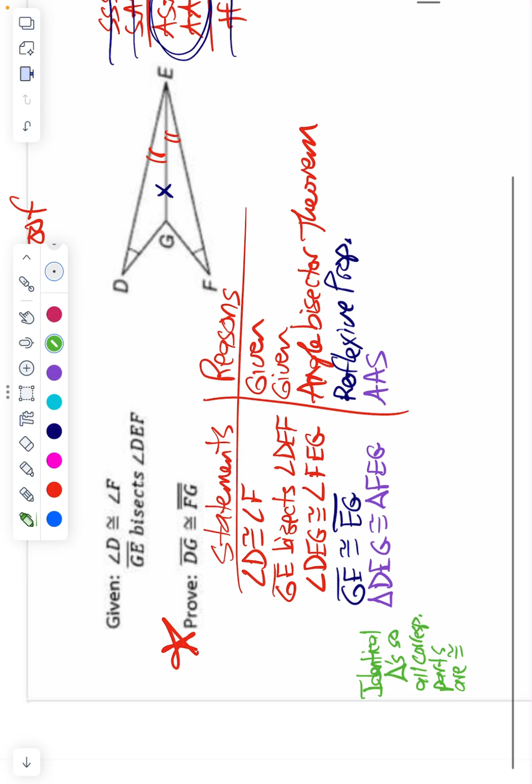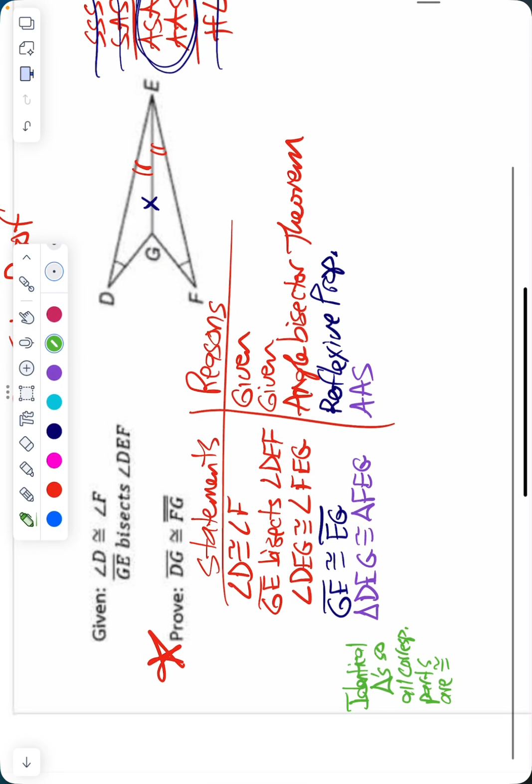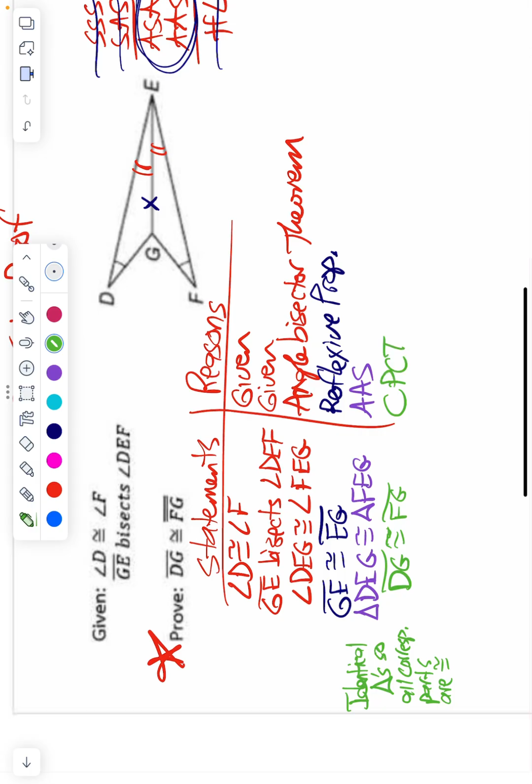Okay? Once we know the triangles are congruent or identical, then every corresponding part is as well. And so we can just drop this last statement in here. DG is congruent to FG. And what's the reason? CPCTC. So most of the time, a CPCTC proof is just a triangle congruence proof with that last line added on. Occasionally, you'll have to do a CPCTC in the middle so that you can continue proving something else. But I don't give you those too often.